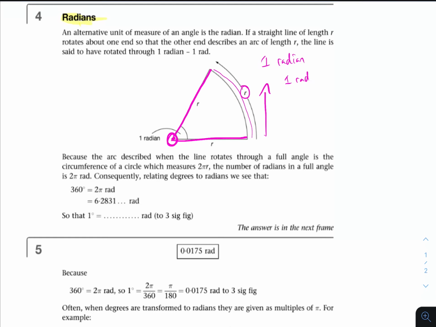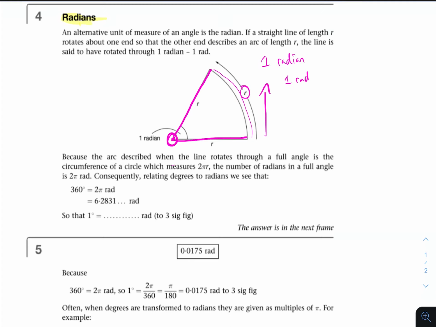Cool? So, because the arc described when the line rotates through a full angle is the circumference of a circle, which means 2 pi r, the number of radians in a full angle is 2 pi radians. Consequently relating degrees to radians, we see that. Okay, so that's very simple.